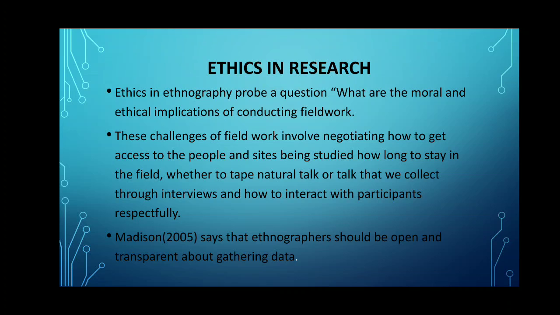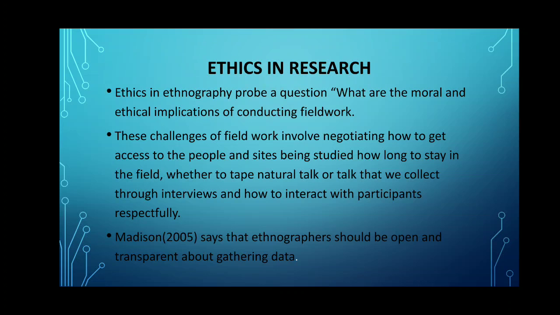Now once you have done these particular steps, there are certain ethics which are to be followed in the research. And ethics in ethnography probe a question, that is, what are the moral and ethical implications of conducting the fieldwork. See, these challenges of fieldwork involve negotiating how to get access to the people and sites being studied, how long to stay in the field, whether to tape natural talk or talk that we collect through interviews, and how to interact with the participants respectively. This is very, very important when you are doing an ethnographic study, because you are taking the information as they are saying, you are recording it, so it is your duty to follow the ethics as well.